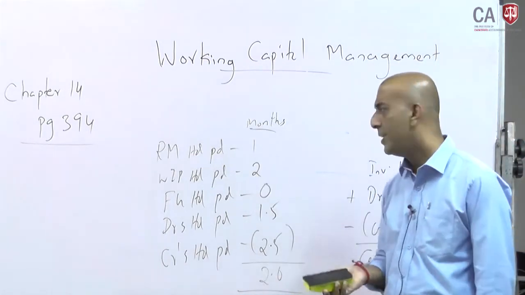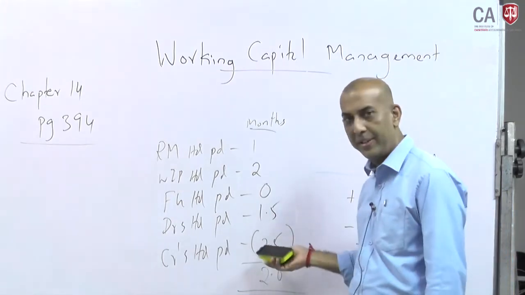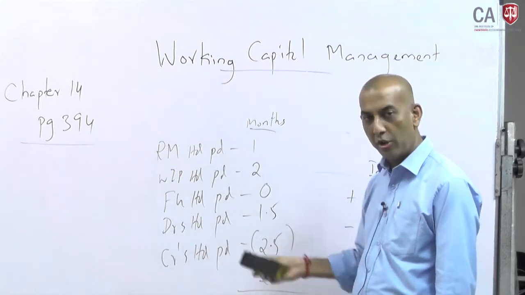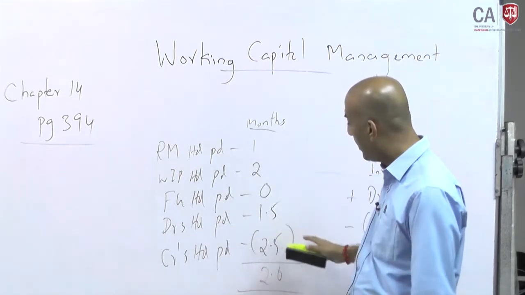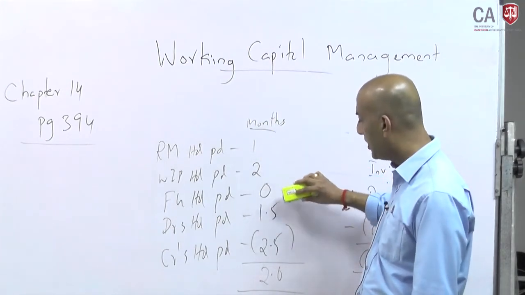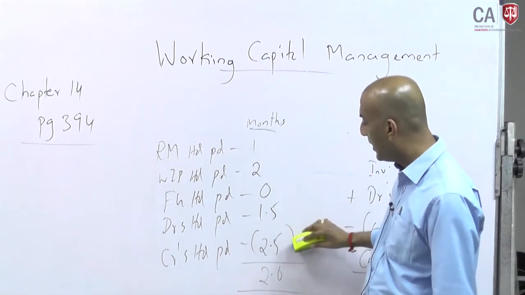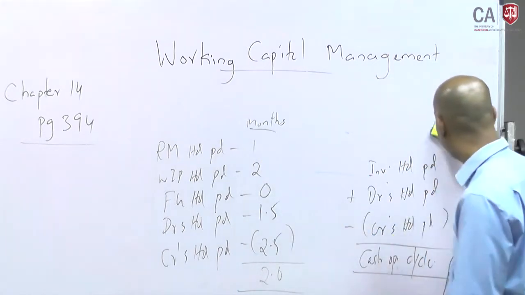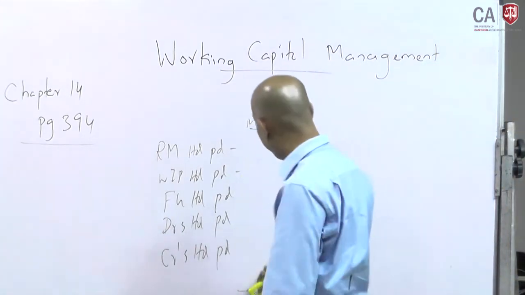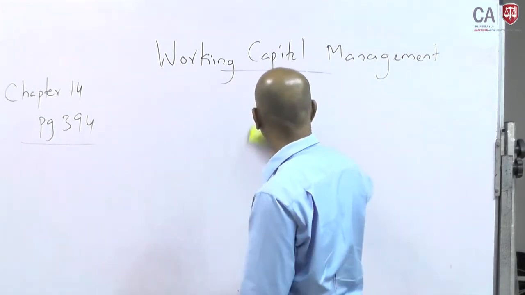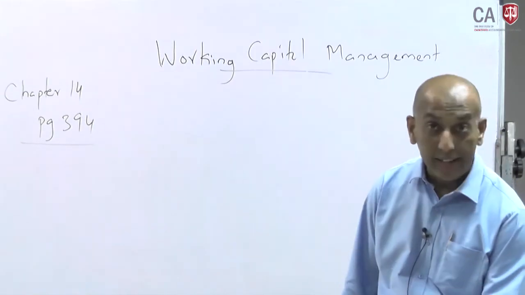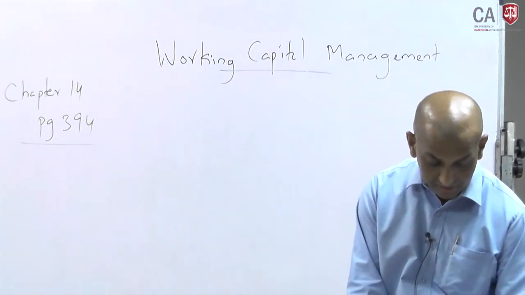Even in the exam, the examiner can ask you to calculate the cash operating cycle by calculating these periods: raw material inventory holding period, debtors holding period. You have to calculate them one by one, and you have to add the raw material inventory, WIP, finished goods and debtors holding periods, minus the creditors holding period. Okay. That's basically on page number 396, you can look at it.